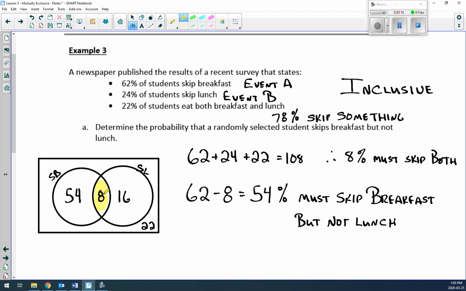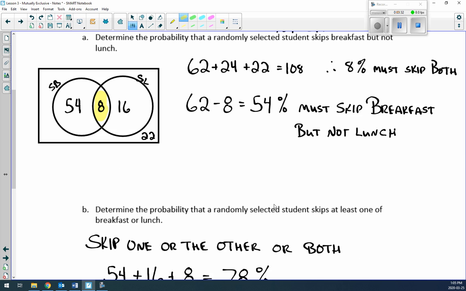Okay, so if we know the center is, well, that's easy. 62, so this whole circle has to be 62. So 62 minus 8, we get our 54. 62 minus 8 is our 54 must skip breakfast, but not lunch. Okay. Go down to B.